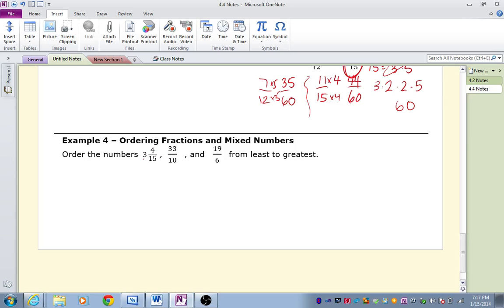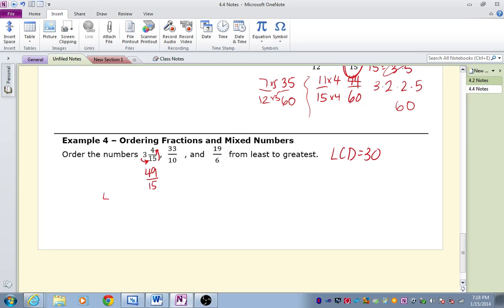And to do that, we multiply the number times the denominator. 3 times 15 is 45. But then add that numerator in as well. So 45 plus 4 is 49/15. So now I need to find the LCD of 15, 10, and 6. And to save a little bit of time, since my battery is dying, I'm going to go ahead and tell you that the LCD is 30.